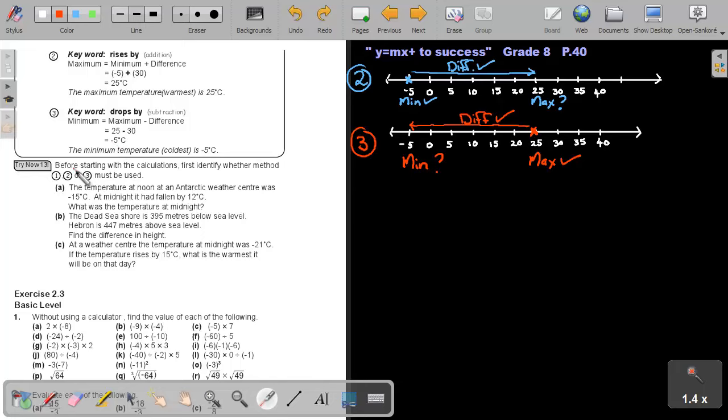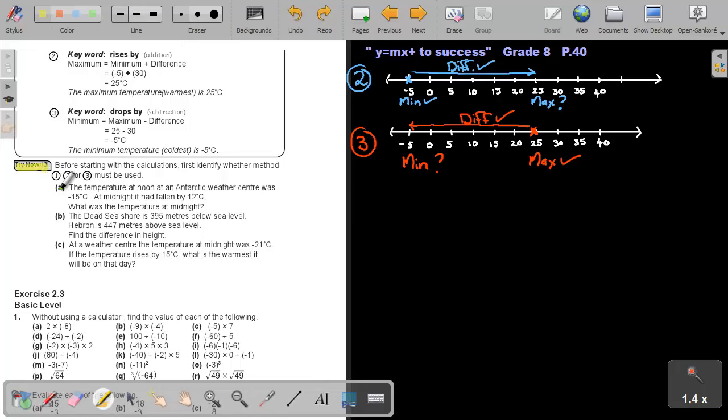And again, it's a practical sum. So into a sentence, the minimum temperature is negative 5. And you can even do it like this by saying 5, 10, 15, 20, 25, 30, if you are having a number line. Okay, I want you to do try now 13.